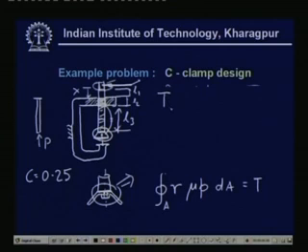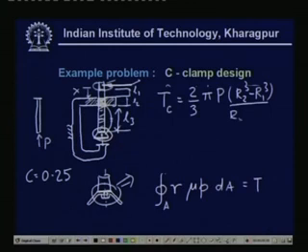If you calculate, the torque of the collar becomes 2/3 pi times P times (R2 cube minus R1 cube) divided by (R2 square minus R1 square). So, this is the torque required to overcome the collar friction.